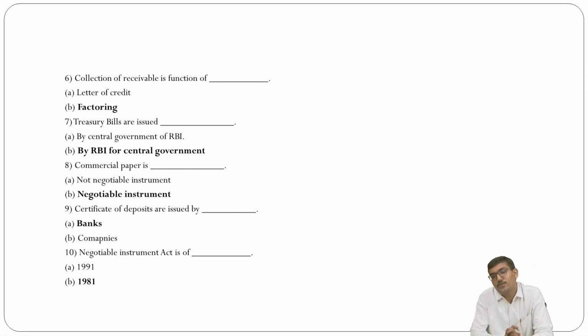The Negotiable Instruments Act is of year 1981 or 1881? That is 1881. Here there is a typographical error. That is 1881. Is it clear, my dear friends? Yes or no? So these are the multiple choice questions for this particular unit, and you have to evaluate yourself with the long questions also.